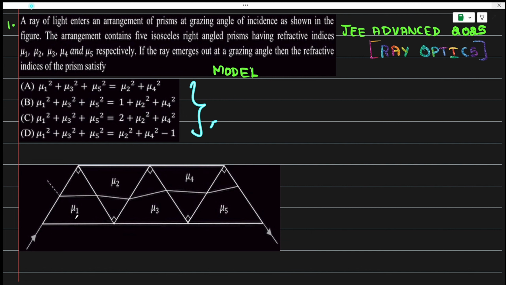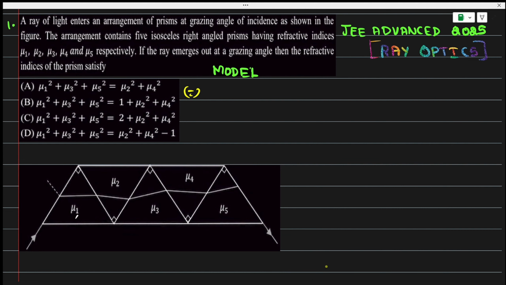Now here the grazing angle means the angle must be 90 degrees. According to the given question, the angle of incidence at this prism mu1 is 90 degrees and the angle of refraction for this mu5 prism is also 90 degrees. If these conditions are followed, then what would be the equation that must satisfy all these conditions, in terms of refractive indices? Let's dive into the question now.